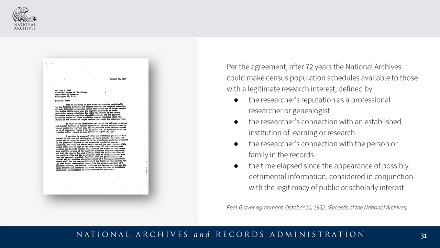research interest. Now, this was defined by the researcher's reputation as a professional researcher or genealogist, the researcher's connection with an established institution of learning or research, the researcher's connection with the person or family in the records, and the time elapsed since the appearance of possibly detrimental information considered in conjunction with the legitimacy of public or scholarly interest. It is my understanding, however, that the National Archives rarely turn people away who came to look at census records, even if they lack these credentials.